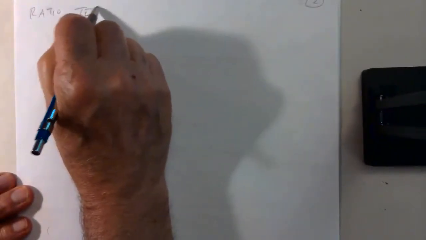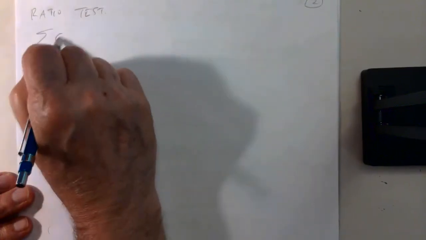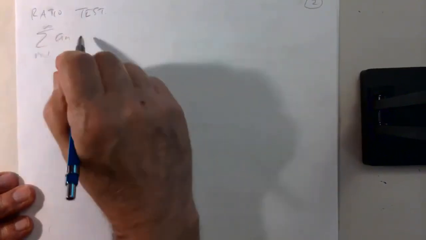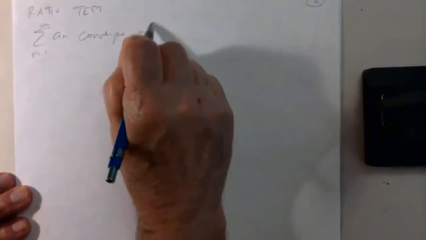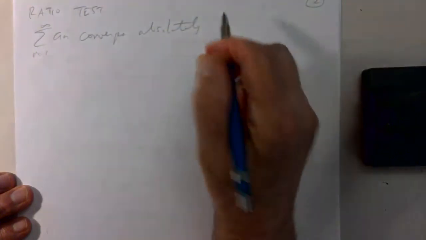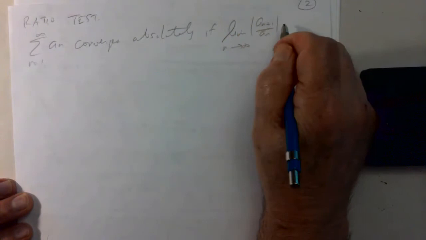Now, there are two very useful sufficient conditions for absolute convergence of a series. And the first is what is called the ratio test. So summation an, n goes from 1 to infinity, converges absolutely if you take the limit of the ratio of successive terms, this limit exists and it's a number less than 1.